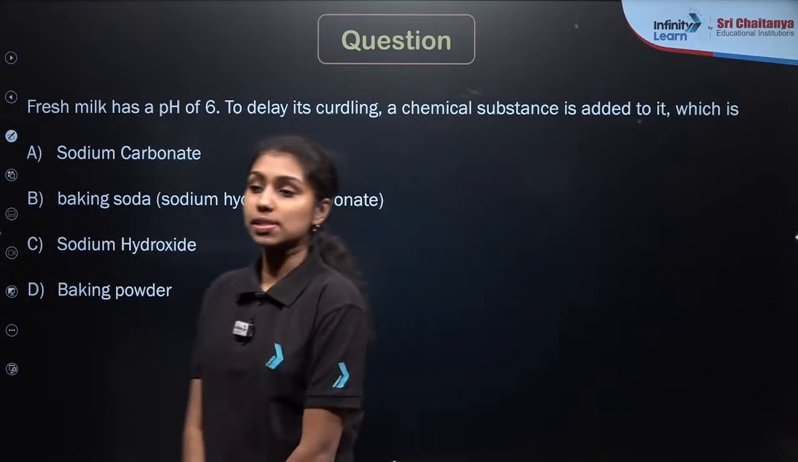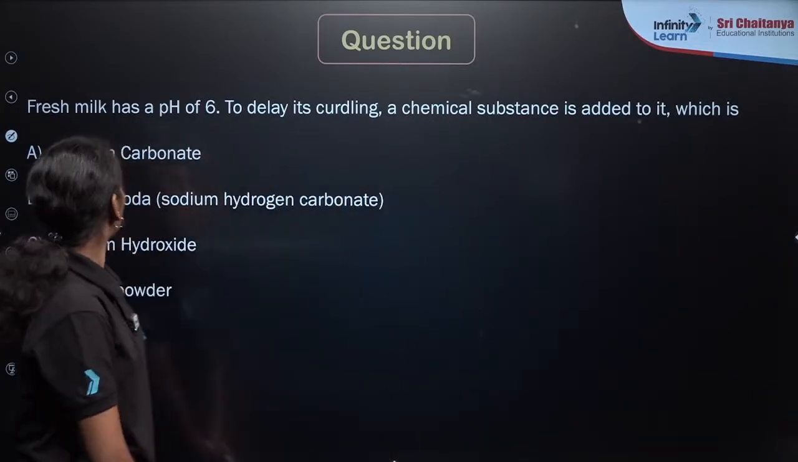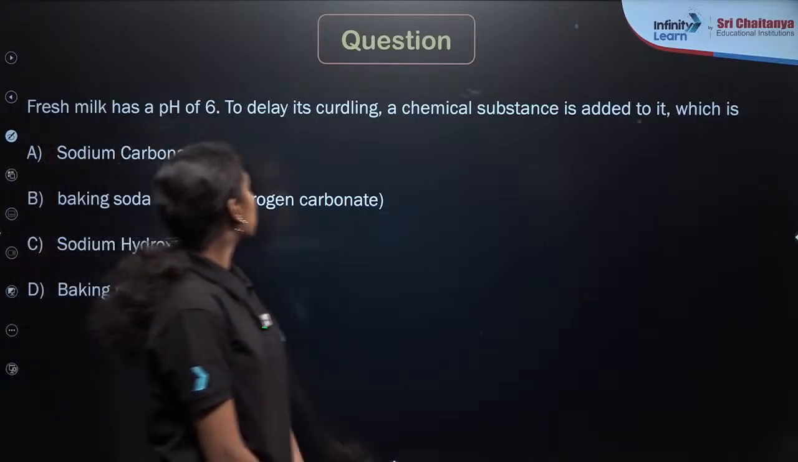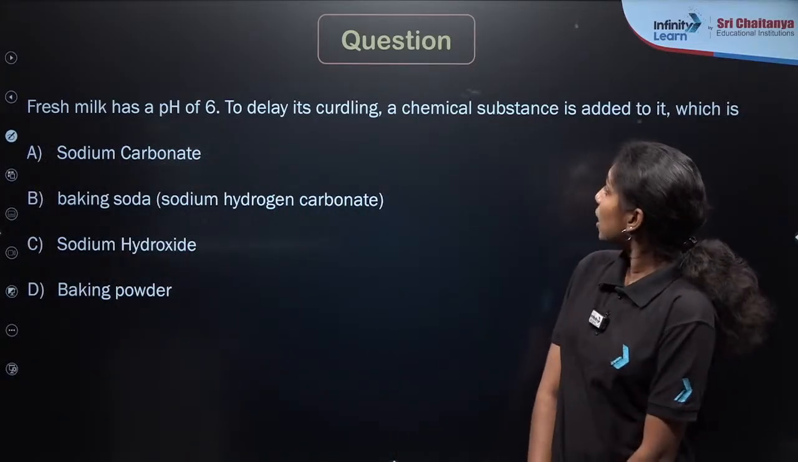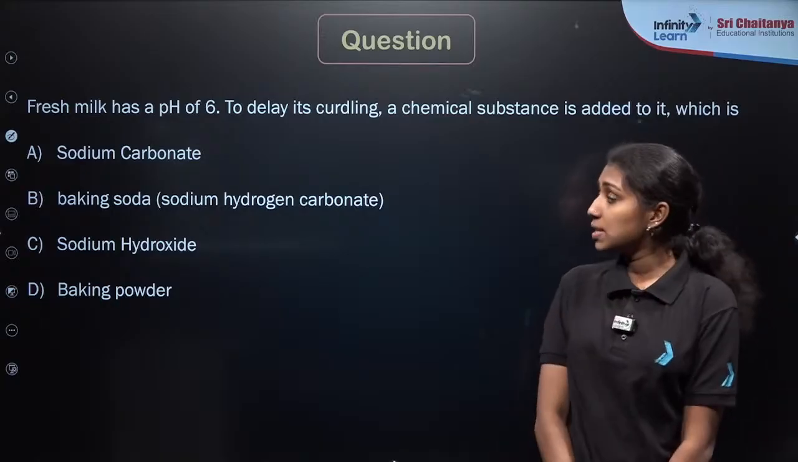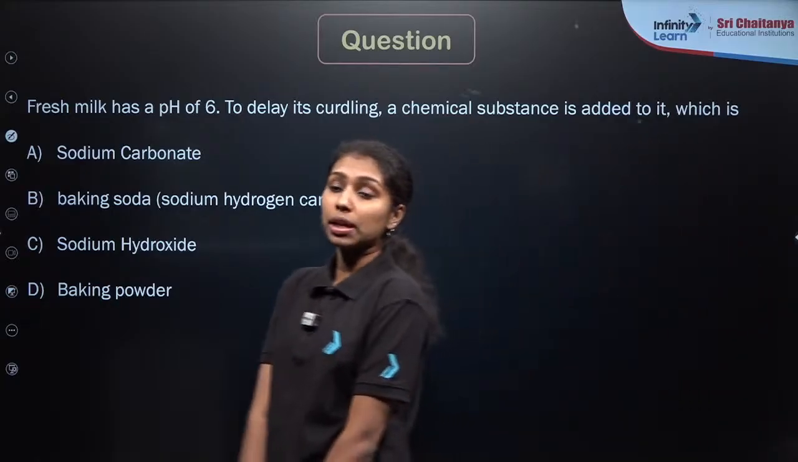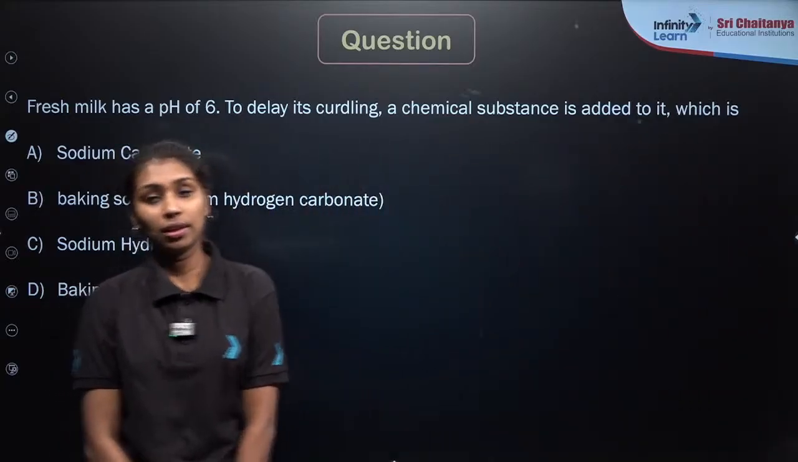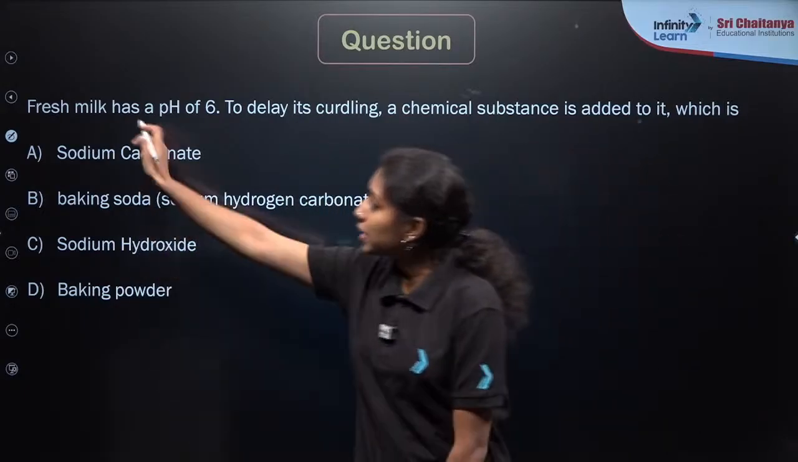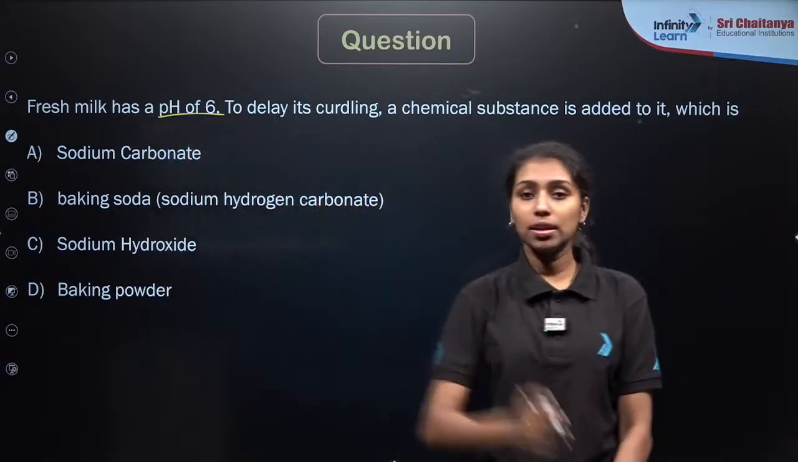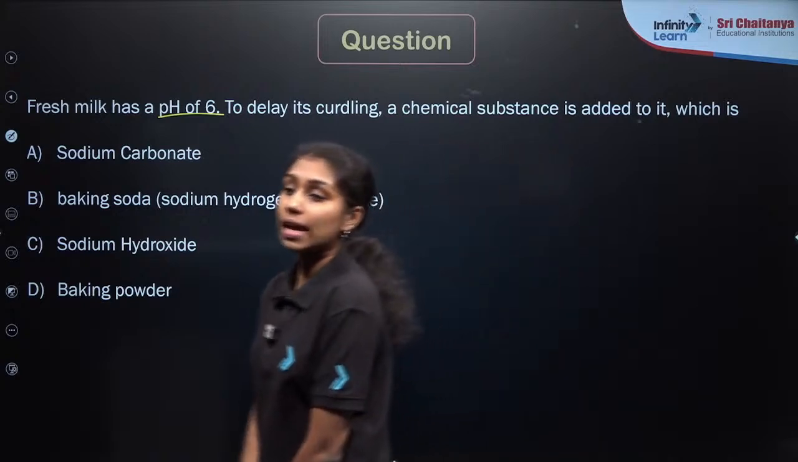Here is our next question. Fresh milk has a pH of 6. To delay its curdling, a chemical substance is added to it. What is the name of the chemical substance which we add to delay the curdling of milk? It is already given that fresh milk has a pH of 6, so that we can identify the nature of the fresh milk.